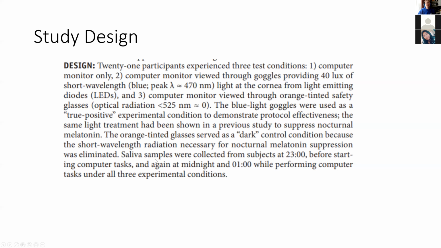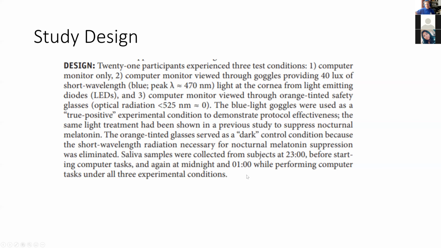And then they collected saliva samples from subjects at 11 p.m. before the starting of the computer tasks, again at midnight and at 1 a.m. while performing the computer tasks under all of these different experimental conditions. So this is at a time frame when melatonin levels should be increasing, making you sleepy and wanting to go to bed. All right, and so this is what they found.